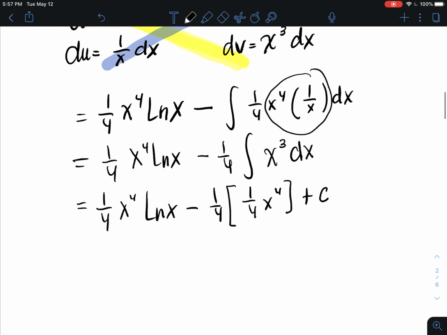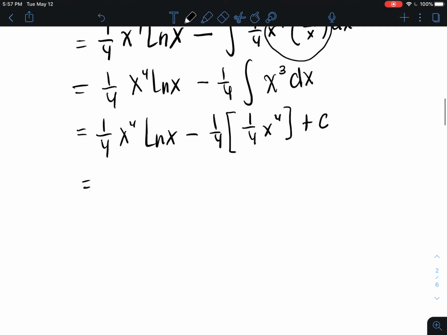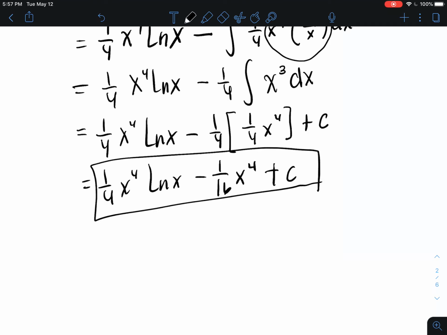This is where the c comes into play, which is why you don't need it up there for the v. So this equals 1/4 x to the 4th ln of x minus 1/16 x to the 4th plus c. And we're done. The hardest part here is figuring out what is u and what is dv. Once you figure that out, everything else should be pretty simple, not doing anything we haven't done before, nothing crazy.